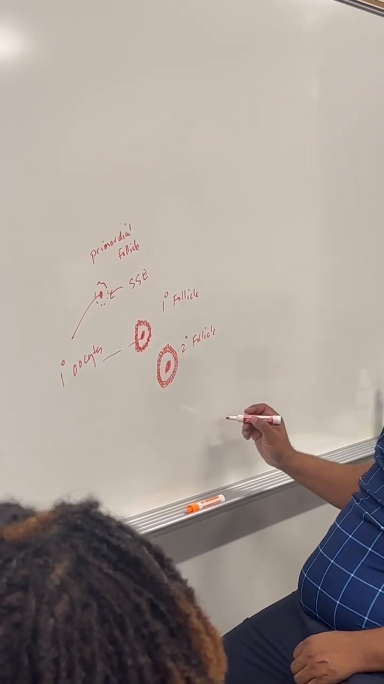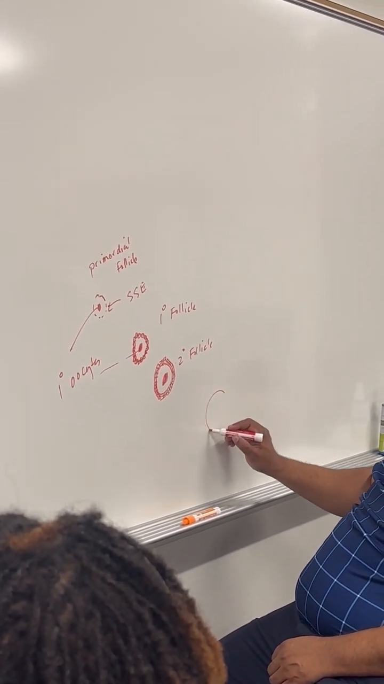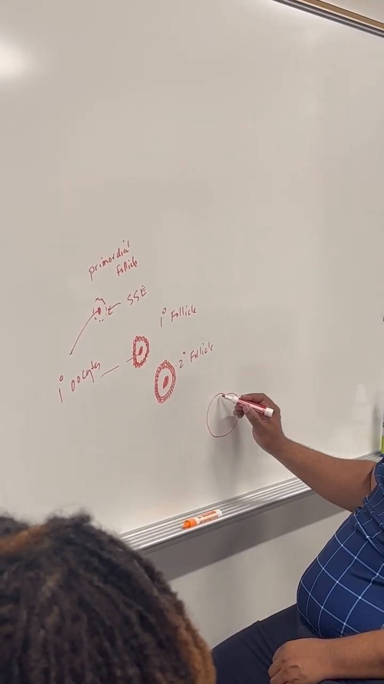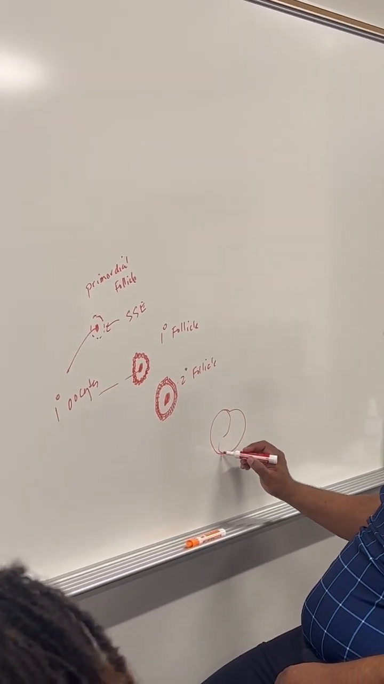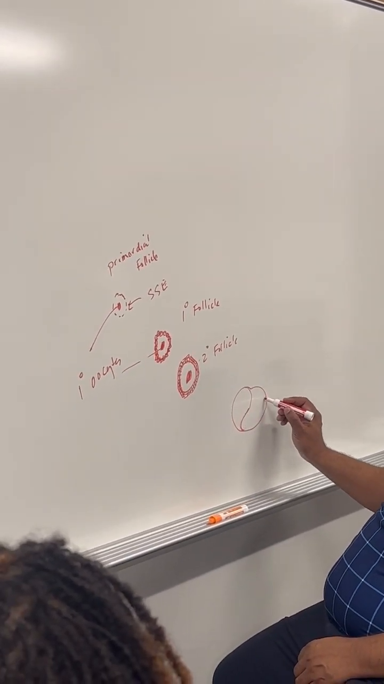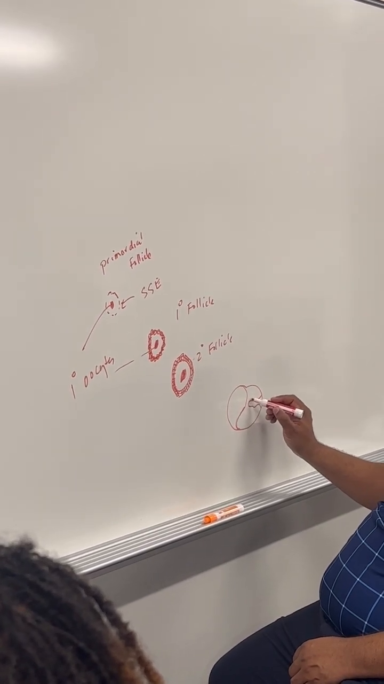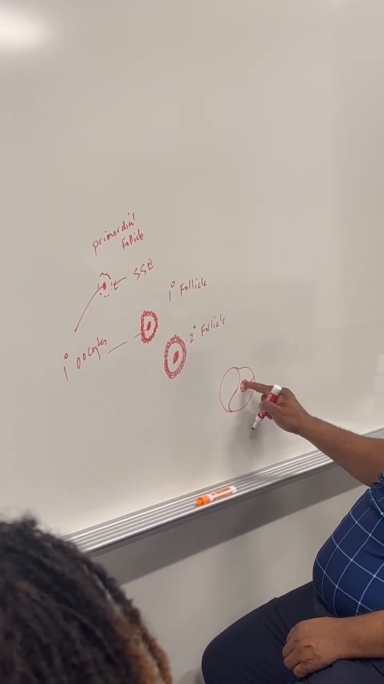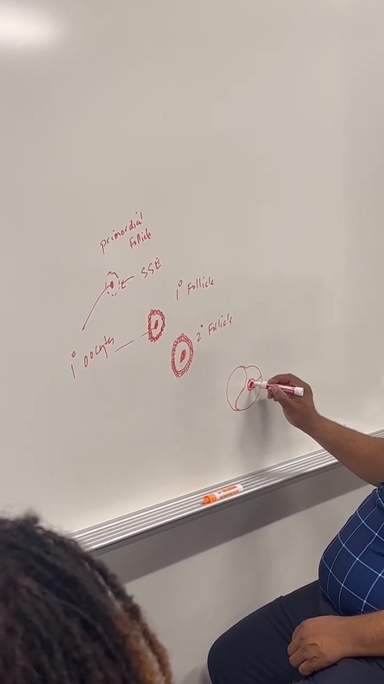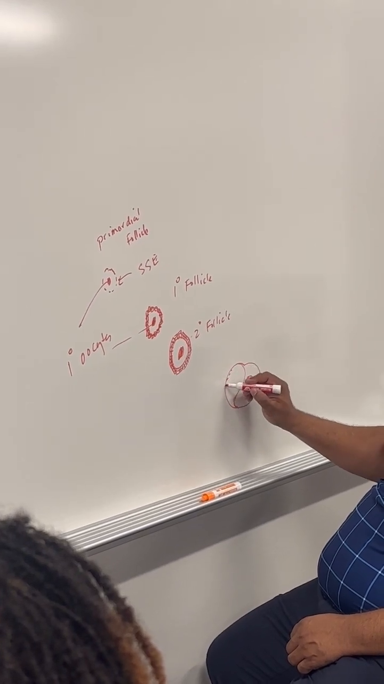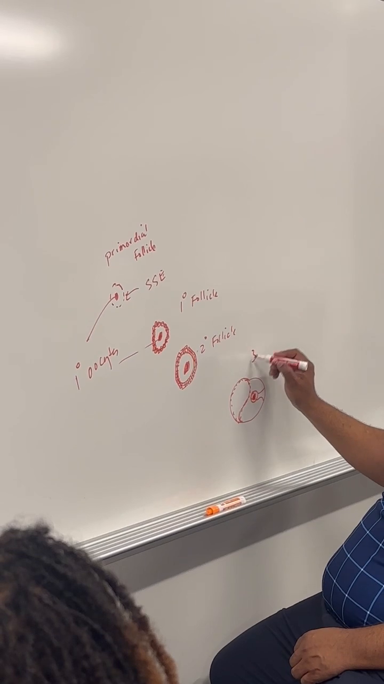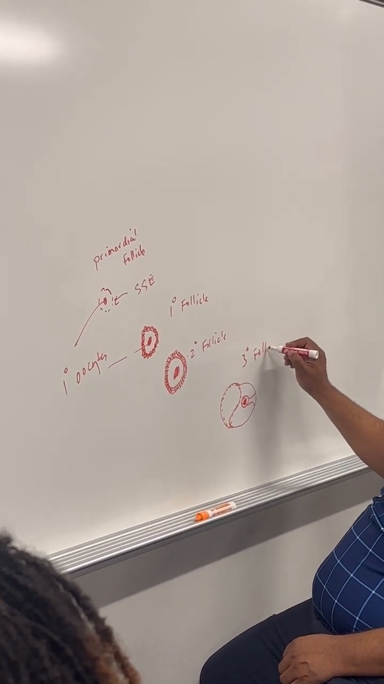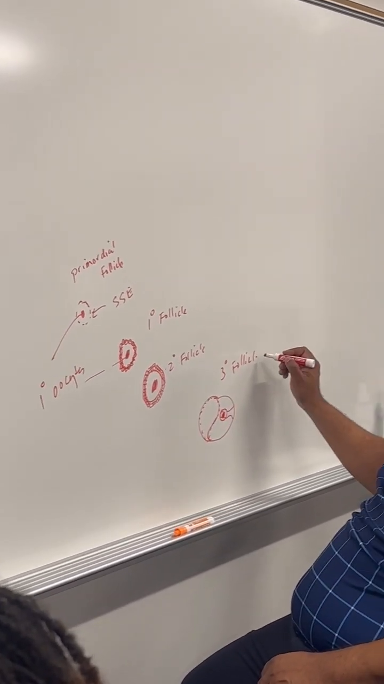Now the last one we have is this right here. So this will be open space, and there'll be a developing egg right here. Yeah, this will be an open space, and that's how you actually tell it. This right here is a tertiary follicle. I know this one is not too good of a drawing.